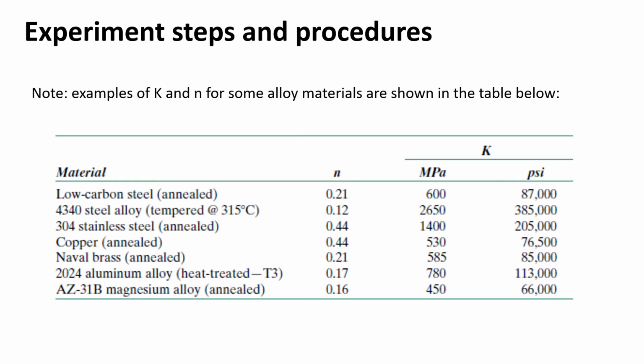Final note: examples of K and N for some alloy materials are shown in the table below.